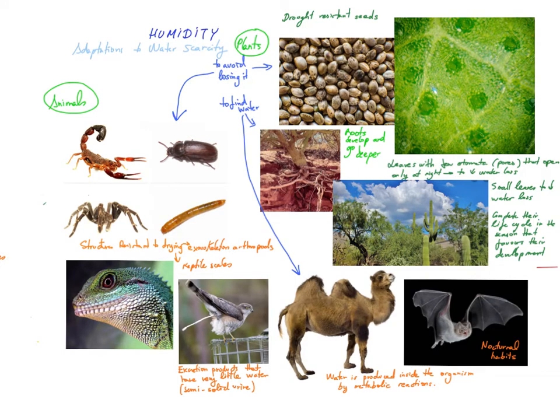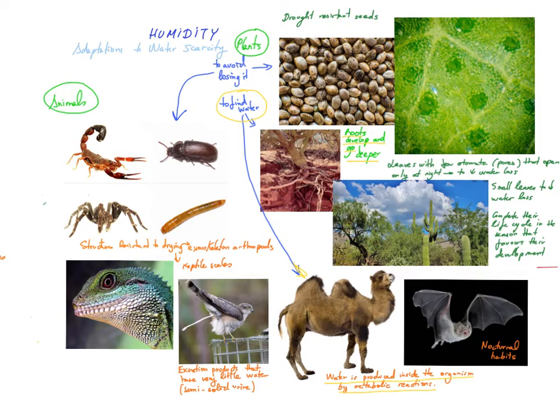Adaptations to humidity or to water scarcity. Water is an essential molecule for life to exist. So, living things have developed a range of adaptations in order to find water or to avoid losing it. To find water, for example, in plants, roots develop and go deeper to search for that water. In animals, for example, water is produced inside the organism by metabolic reactions.